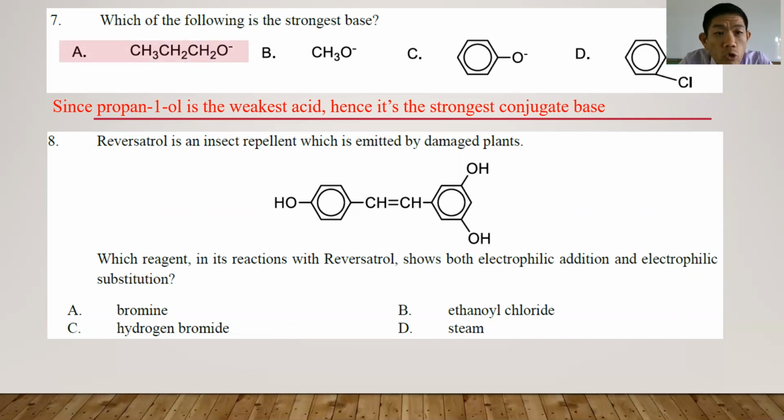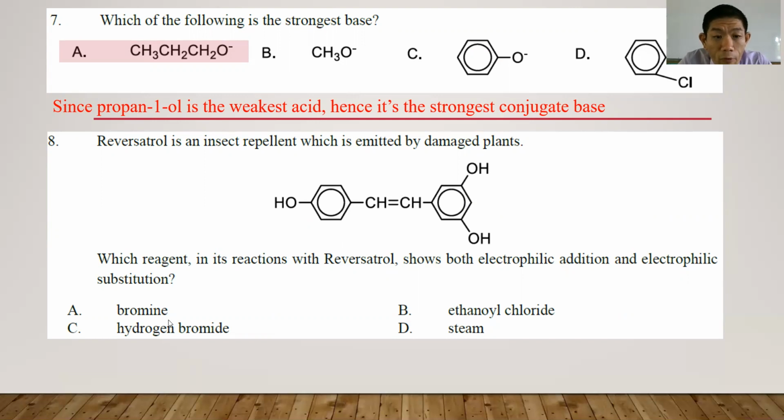Number 8, resveratrol is an insect repellent which is emitted by damaged plants. Which reagent in its reaction with resveratrol shows both electrophilic addition and electrophilic substitution reactions? So in here, you can react with the C double bond C to undergo electrophilic addition, and you can react with the phenol part to form electrophilic substitution reaction. So let's have a look one by one.